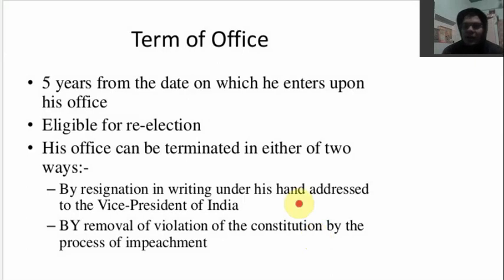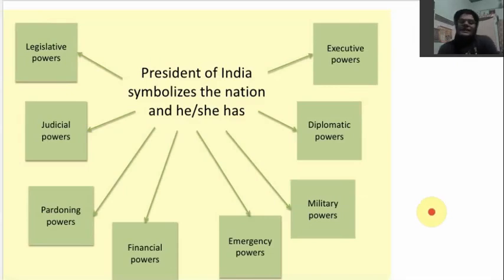First we have to learn about the powers of the president that make his post so prestigious. The president of India, and this is also something that has a high probability of being asked in the exam, so you should be very focused on this, enjoys 8 powers. In some books you may find 9 or 10 if you divide them further. The first is the legislative power, then judicial, executive, diplomatic, pardoning, financial, emergency power, and military powers. Today we are going to learn about legislative powers, and in the next class we will finish the rest.